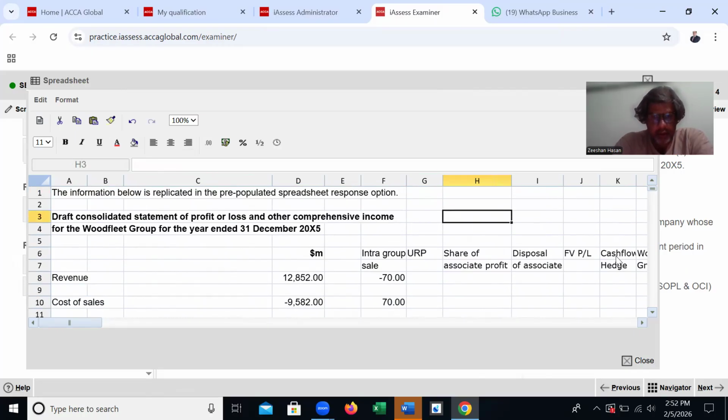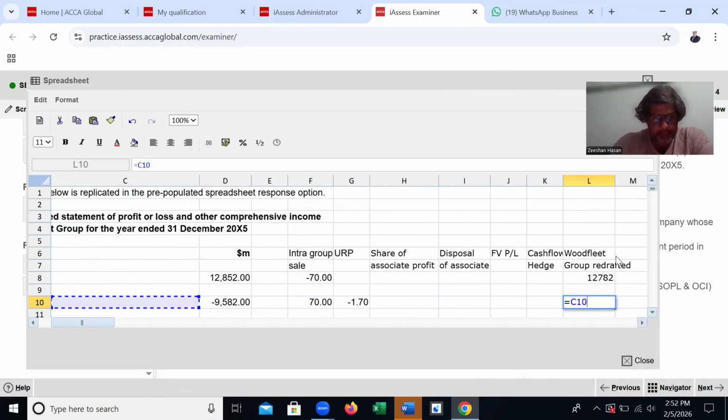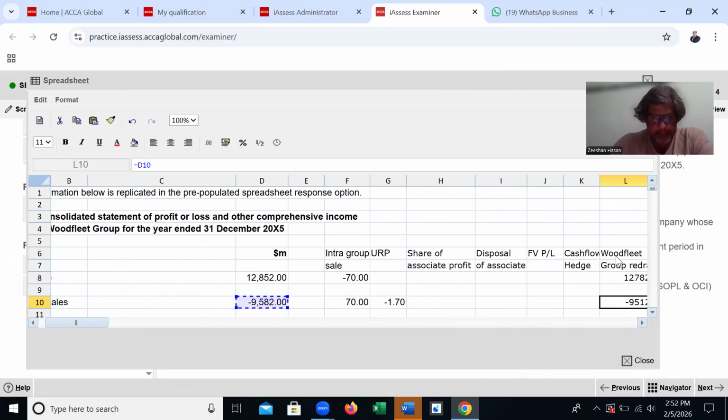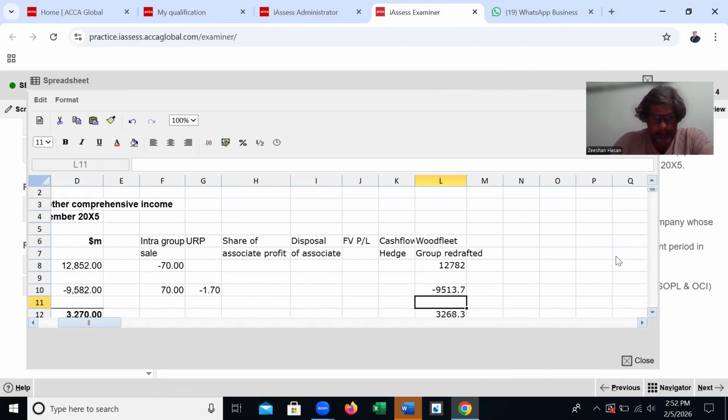Definitely we have. Yeah, here we were making one mistake. Sorry for that. It's minus 1.70. We forgot to incorporate it, and now it is equal to this plus this plus this.